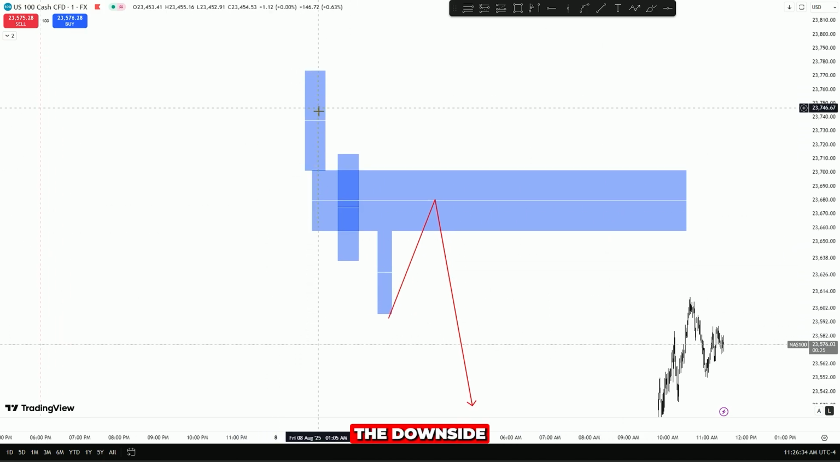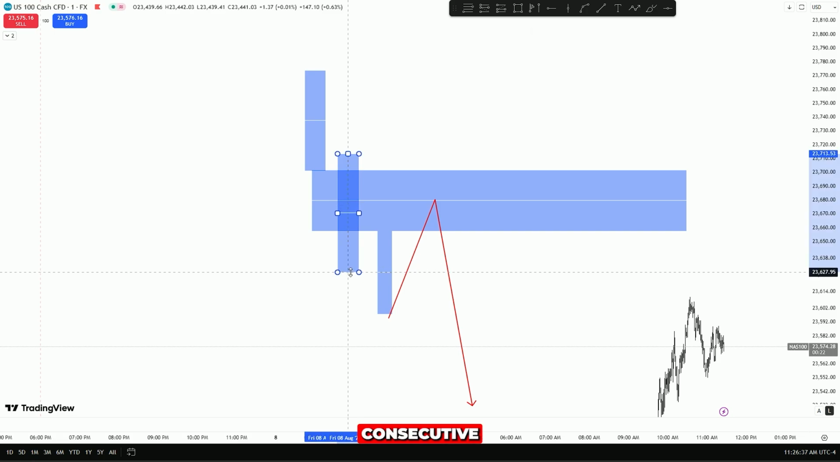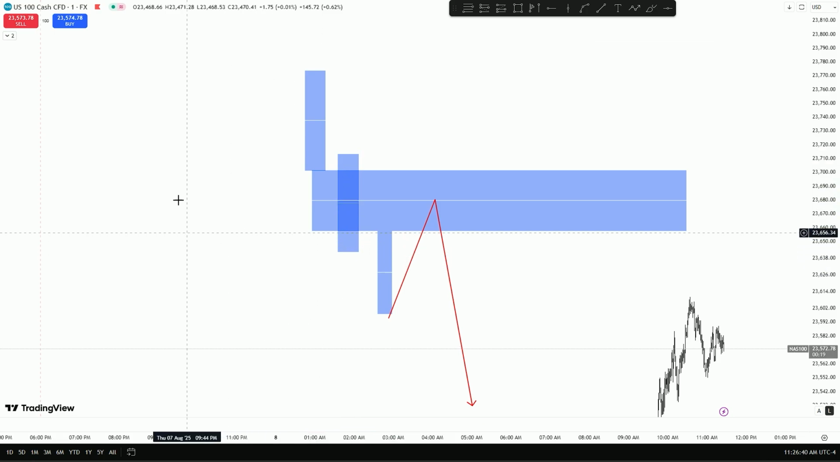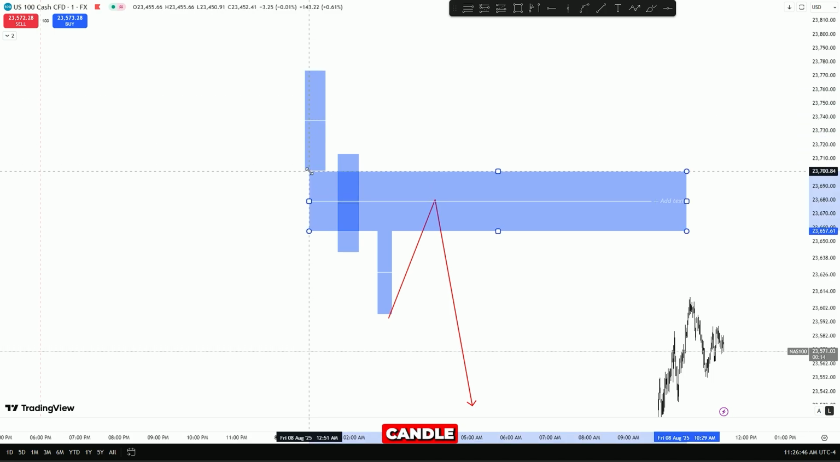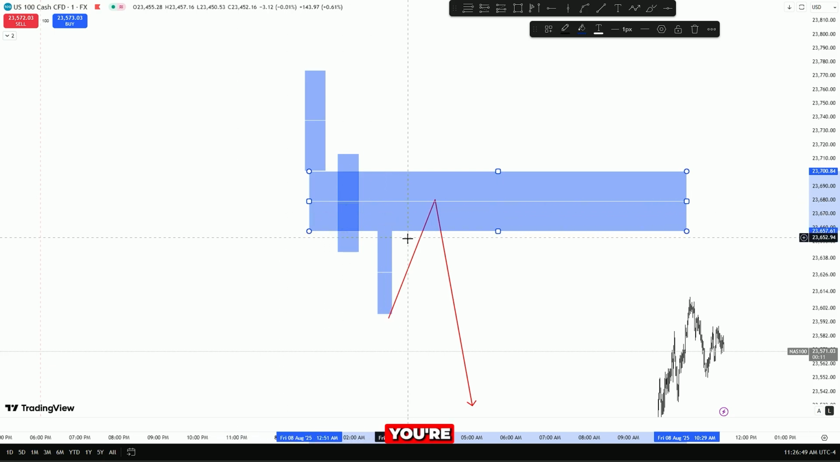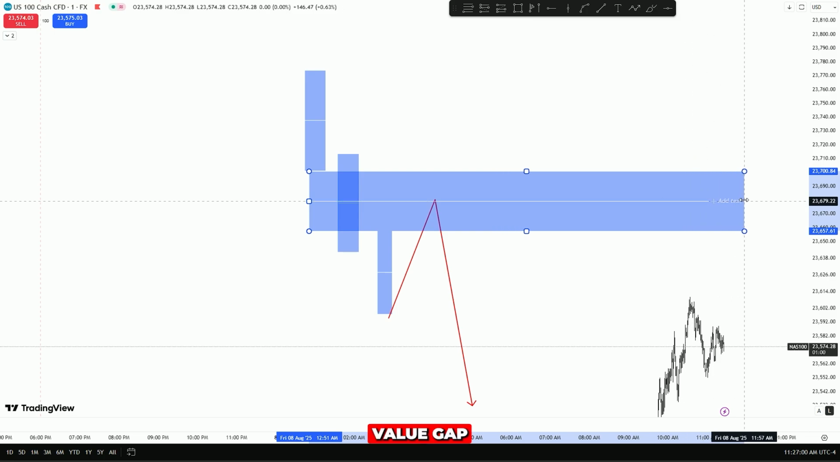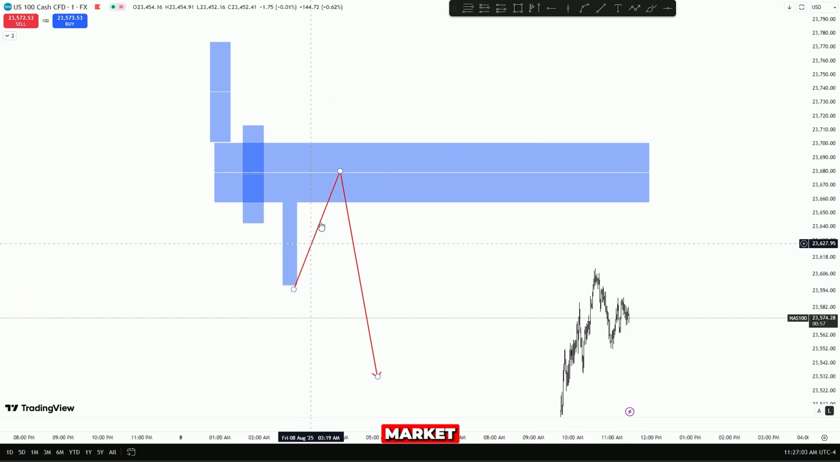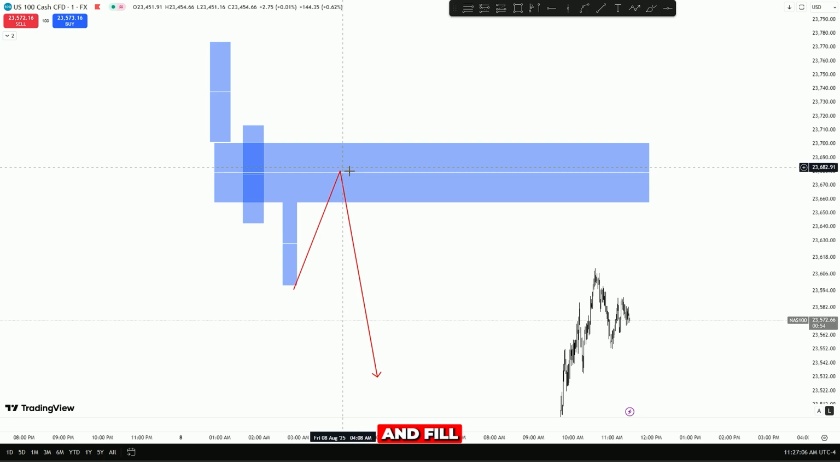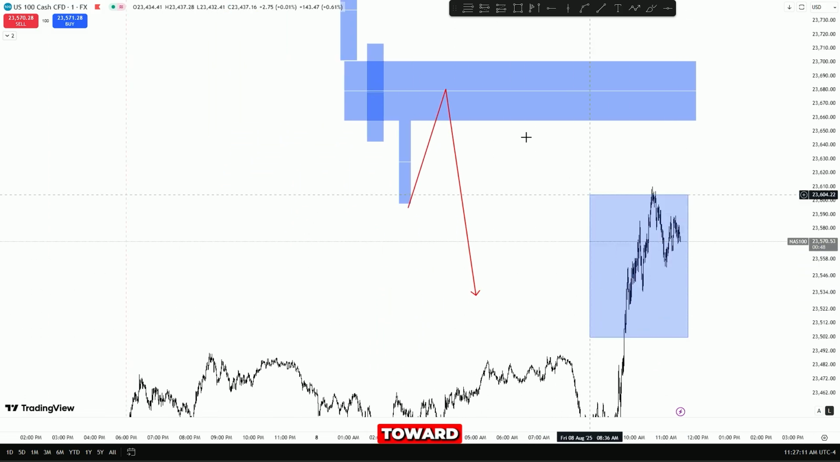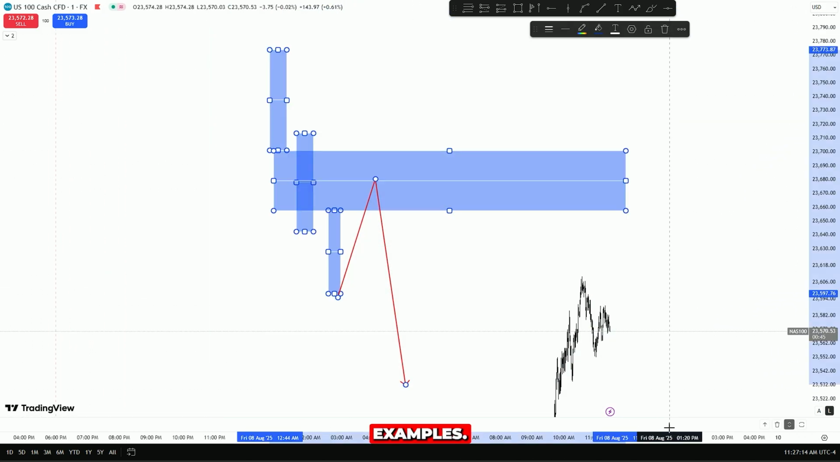When the market is moving toward the downside and you see the three consecutive candle pattern the same way, you're going to take the low of the first candle and then the high of the next candle. Between these two candles you're going to see a gap. That is your bearish fair value gap. And the same thing, the market will come into this inefficiency and fill it, and it's going to move toward the true direction. Now let's move towards some real life examples.